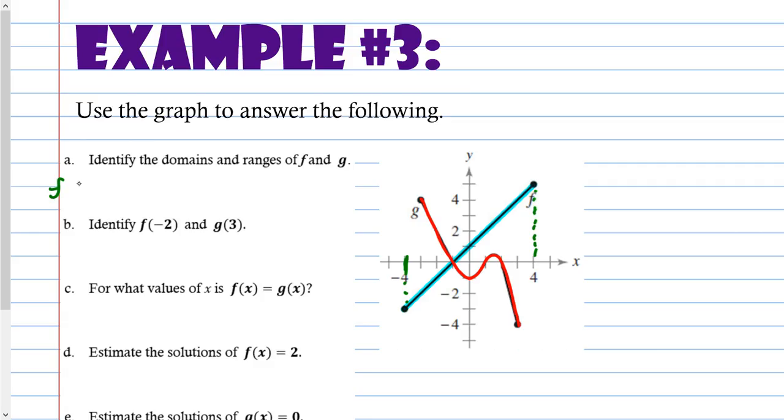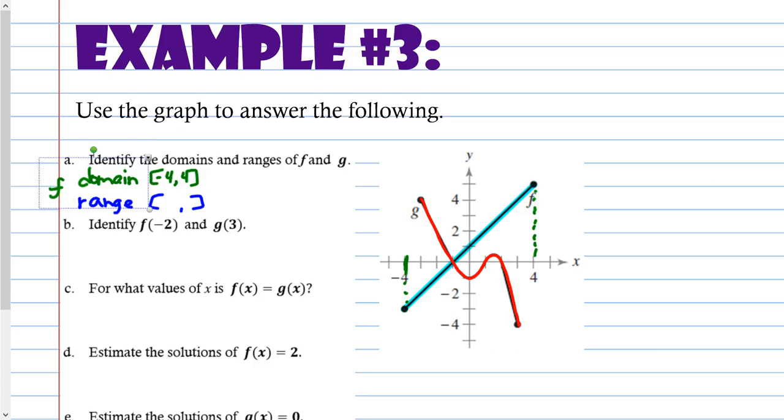So this is for f, and domain is -4 to 4. And those are brackets. Now range. The range for f.